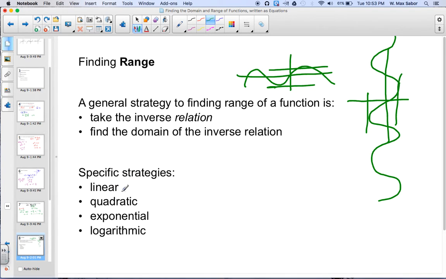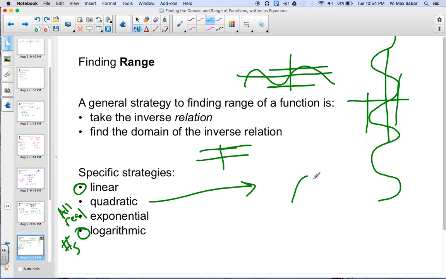There are specific strategies for linear, quadratic, exponential, and logarithmic functions. For linear and logarithmic, that's all real numbers. The only exception is if we have a linear function that's constant. If we have a flat line, then it only has one output value. Everything else, because it has a slope that's not 0, would have a range of all real numbers.